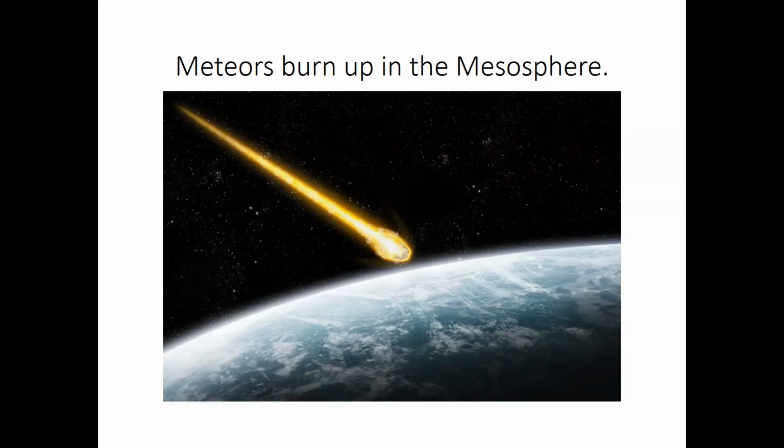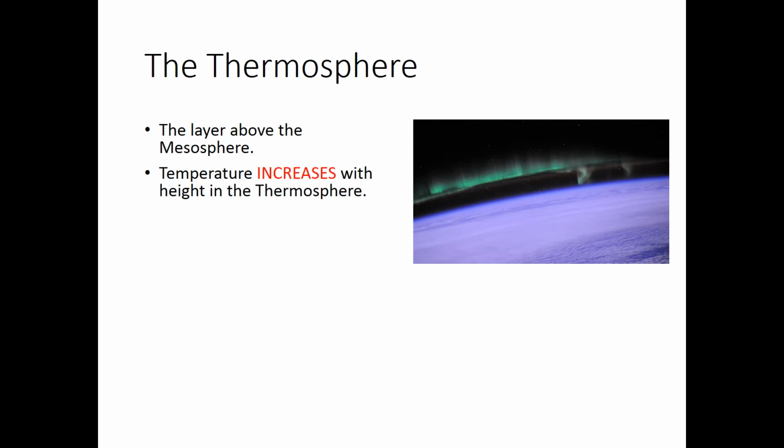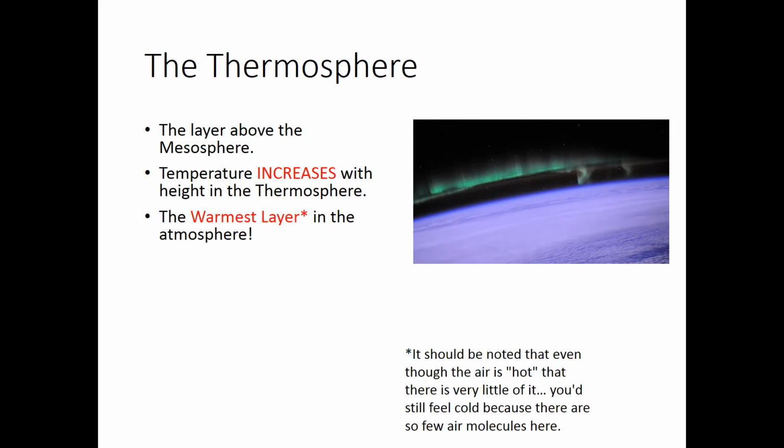Now, above the mesosphere is the thermosphere. And I'm mostly intrigued by the thermosphere. The thermosphere is the layer above the mesosphere, and in the thermosphere, temperature increases with height again, and it actually increases substantially. This makes the thermosphere the warmest layer in the atmosphere.